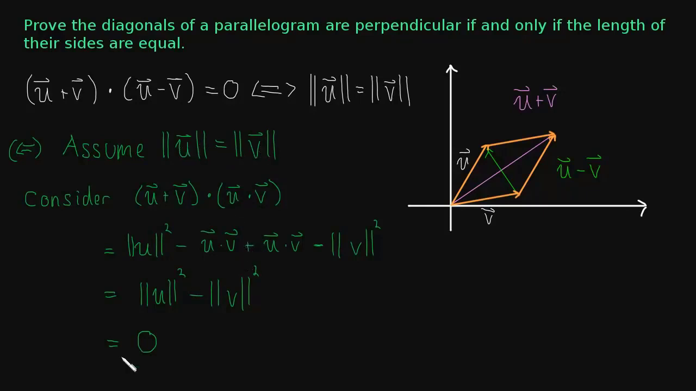We proved that if the lengths are equal, the dot product is 0. We proved that if the dot product is 0, then the lengths are equal. And again, just one more time, when I say that the dot product is 0, what I'm implying by that, by definition, is that these two vectors are perpendicular, and of course, from the beginning of the video, those two vectors represent the diagonals. Okay, so that's a somewhat interesting proof. The diagonals of a parallelogram are perpendicular if and only if the lengths of the sides are equal. Okay, see you in the next video.